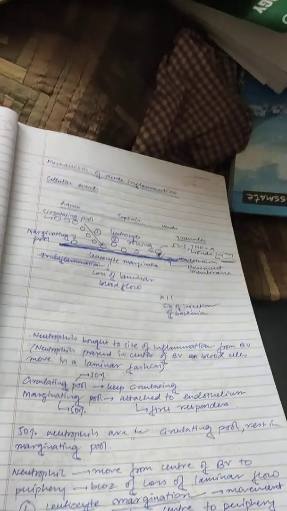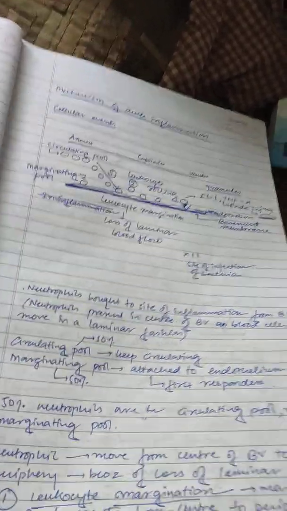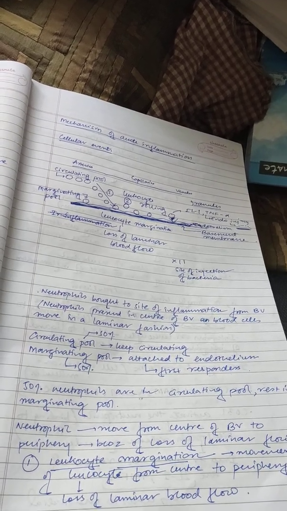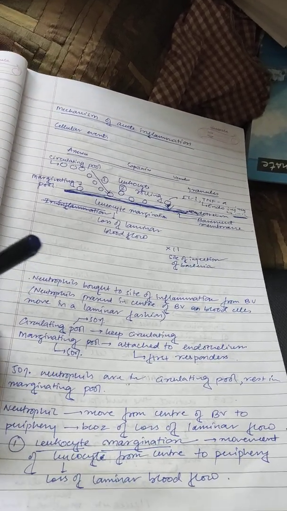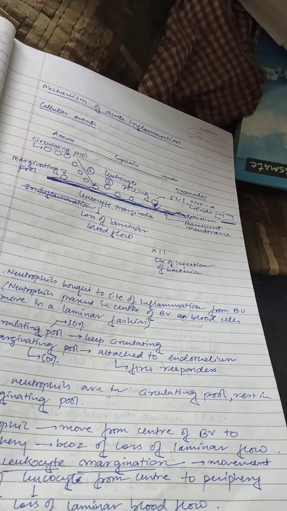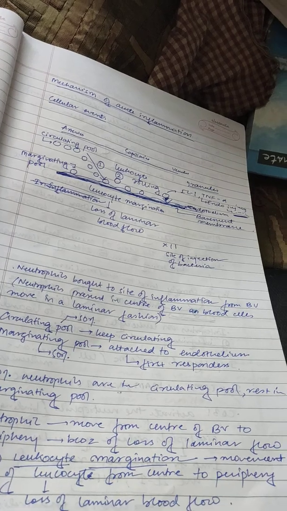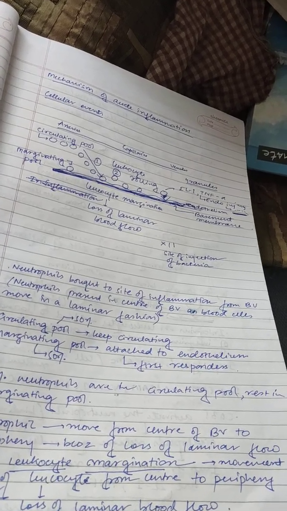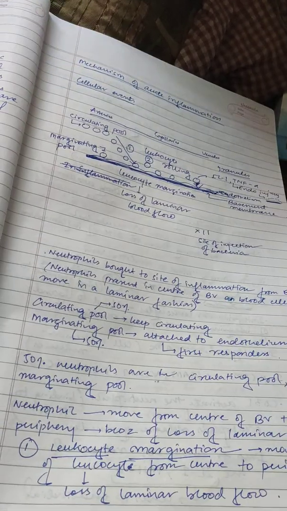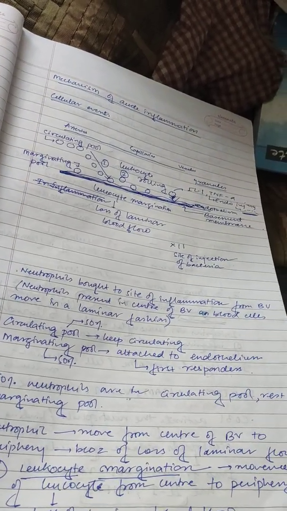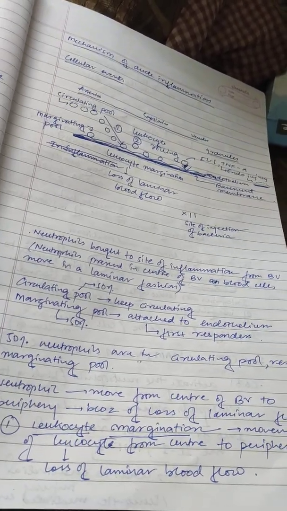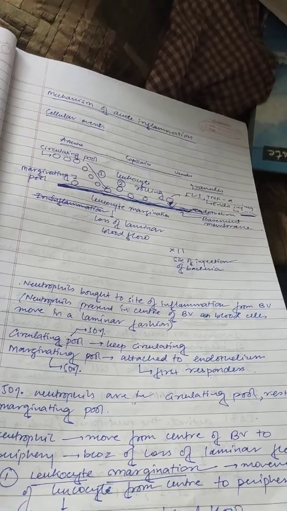Neutrophils have to move from the center of the blood vessels to the periphery, because as soon as we encounter an acute inflammation, there will be loss of this laminar flow. As I have said, blood cells usually move in a laminar fashion, and neutrophils are present in the center. So there will be loss of laminar flow, and the neutrophils will have to come to the periphery. The first step which occurs is leukocyte margination.